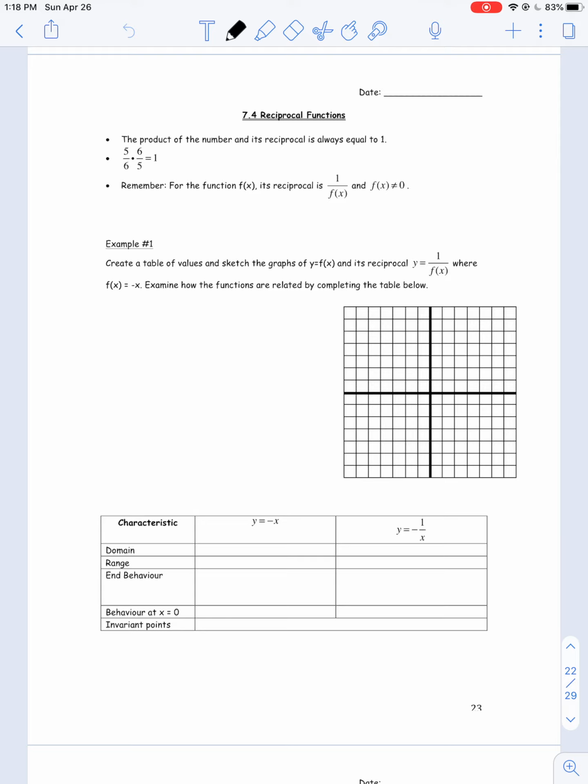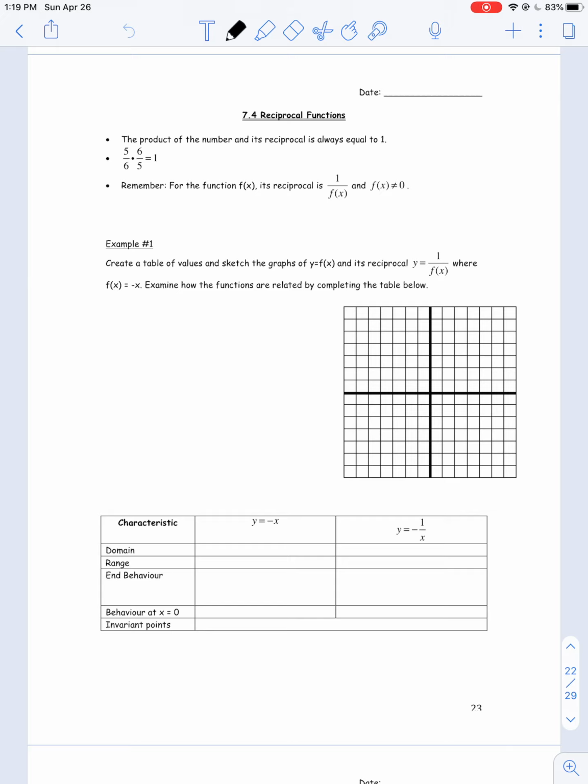A reciprocal is when we flip a fraction. We can do that for rational expressions as well. We can flip them where the top goes to the bottom and the bottom goes to the top. So for example, 5 over 6, its reciprocal is 6 over 5. If we ever multiply a reciprocal and its original together, they should always equal 1, as you can see. 5 over 6 times 6 over 5 equals 1.